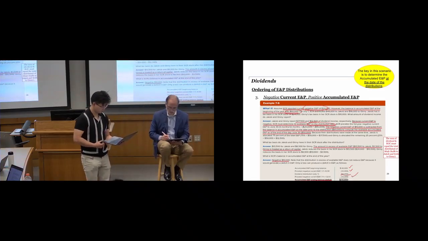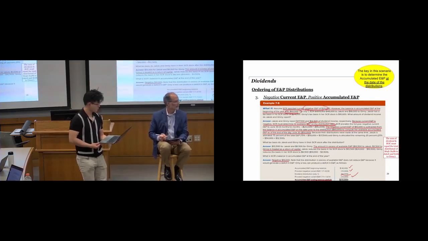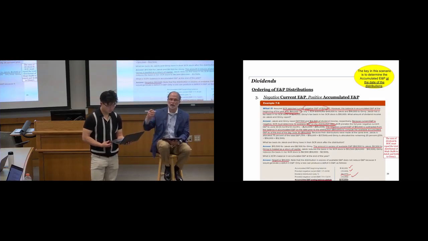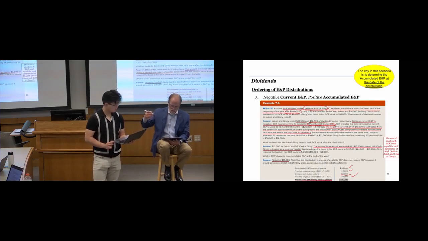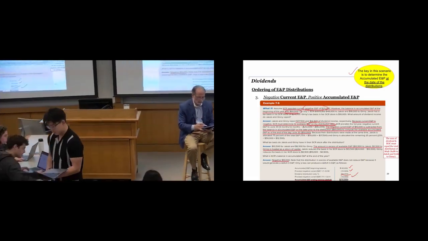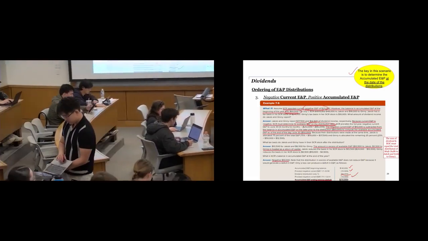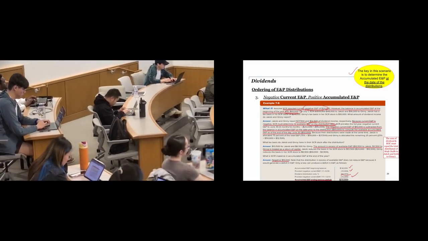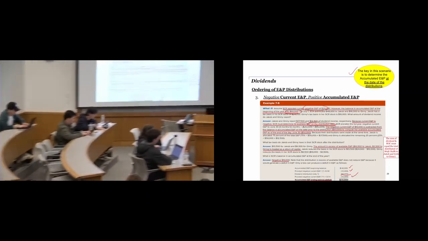And then I had a very bad year. I continued to lose the second half of the year. So I had another 10,000. So my accumulated E&P as of the beginning of the year is minus 10,000, right? Okay. So the whole trick here is just to determine accumulated E&P as of the date of distribution. I don't do that in any of the other examples. That's just because I have a negative current, positive accumulated.